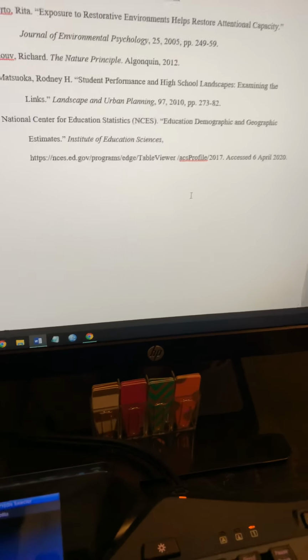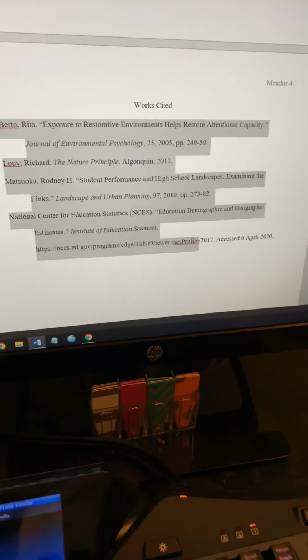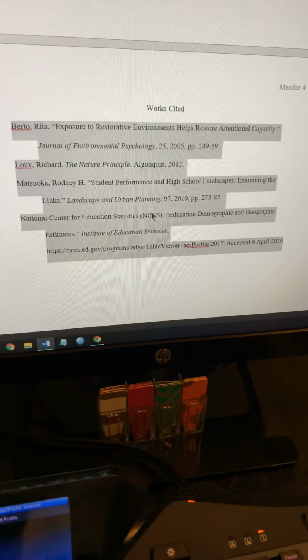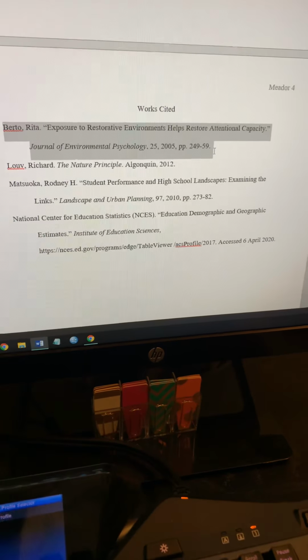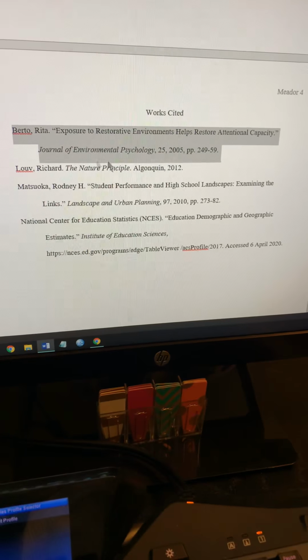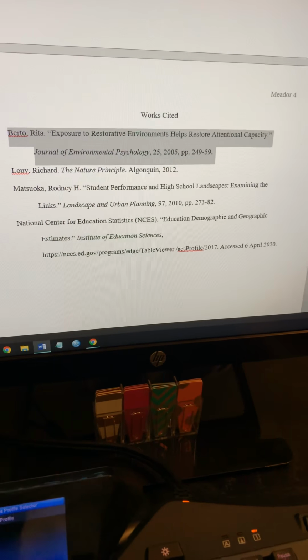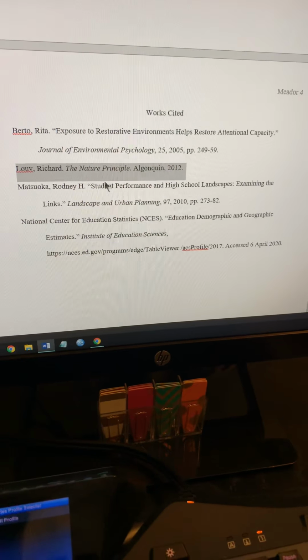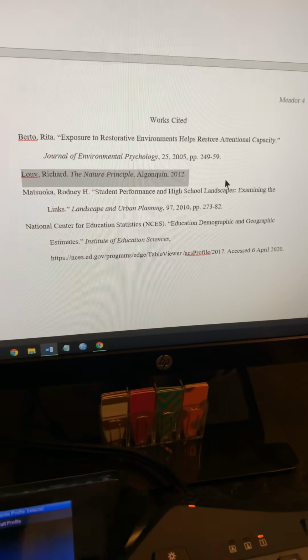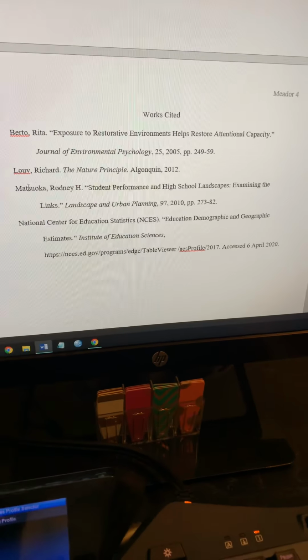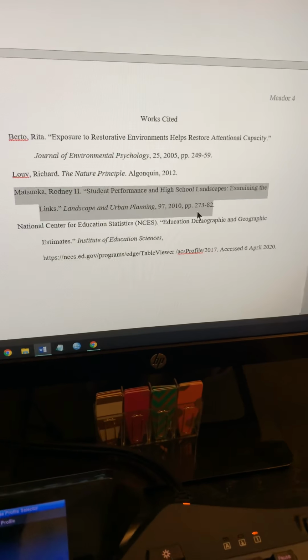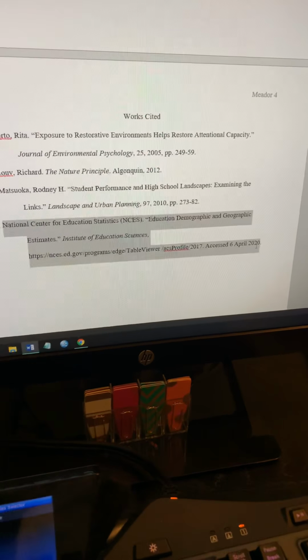All right, and so here I've got our works cited. I've given you guys a good little spread here. This first one is from a journal. That's what your citation is going to look like if you're citing from a journal. This is from the Nature Principle. If you use the Nature Principle, you can literally copy and paste this citation. It's already made for you. Here's another one that's from a journal. And finally, this last one is a government resource.